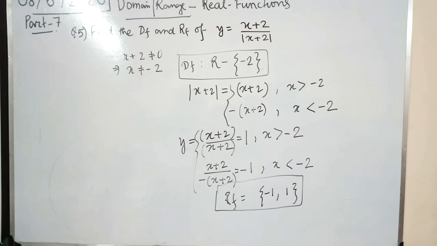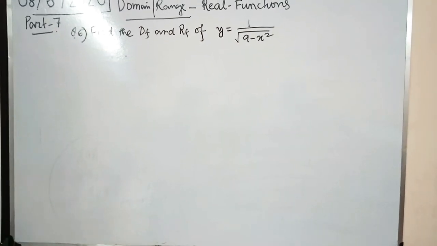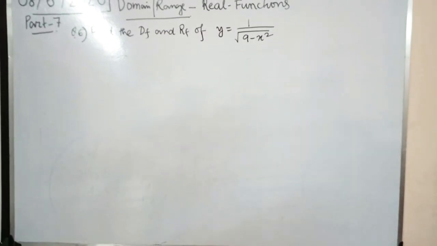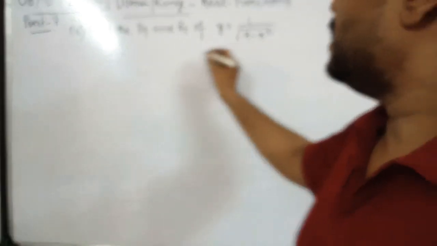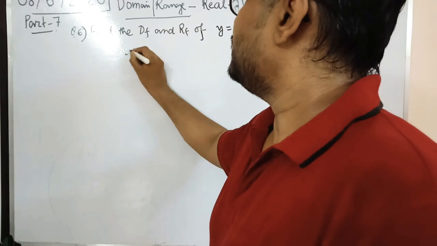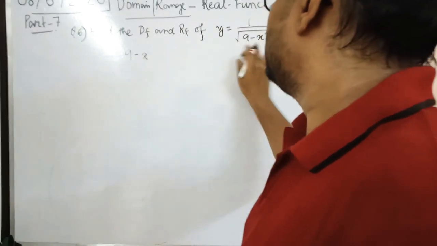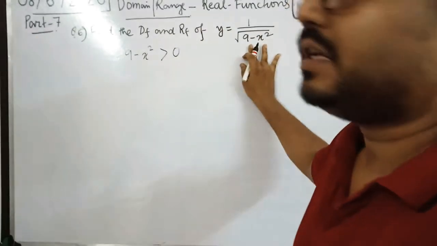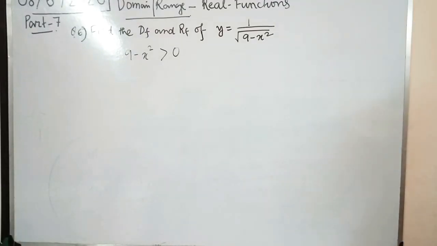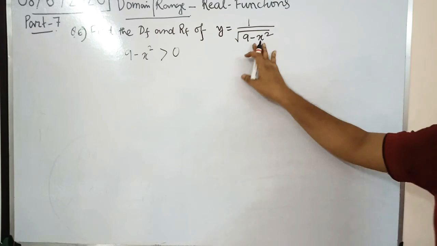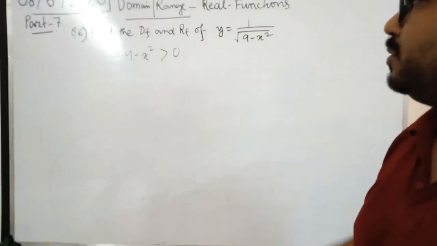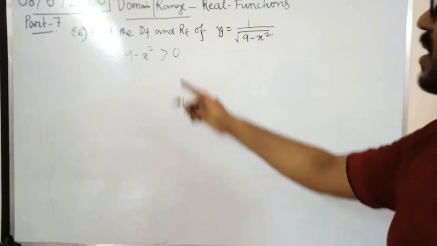Next we move to 6. This number 6 is very important, you will find it almost everywhere, it's a very common sum. Here 9 minus x square is under the root in the denominator, so it should be positive. It cannot be negative because it is under the root; if it is negative it becomes imaginary. It cannot be 0 also; if it is 0 then it becomes undefined. In both situations it gets undefined, so it's only positive.